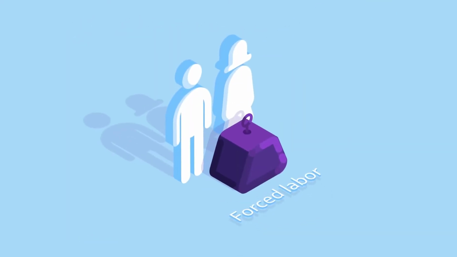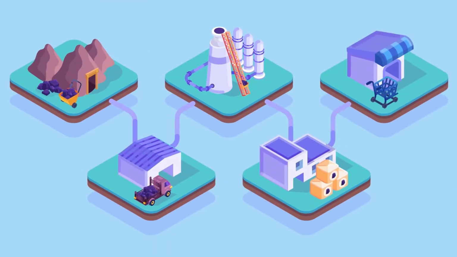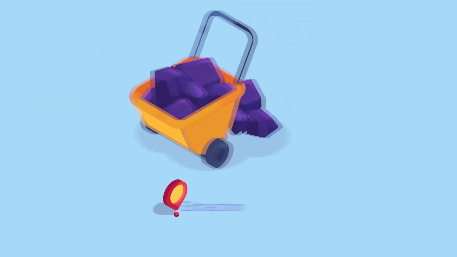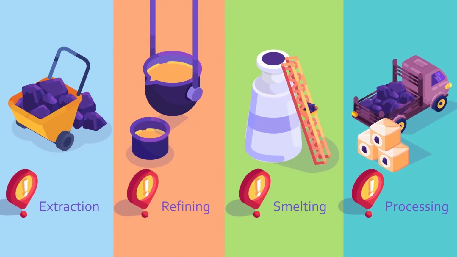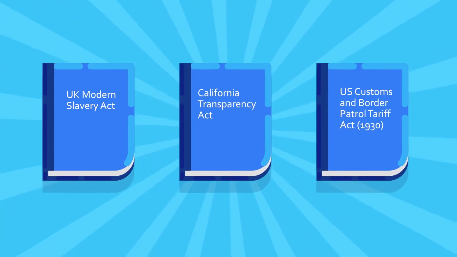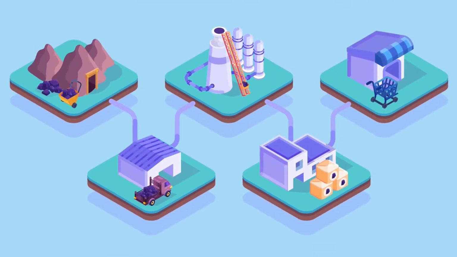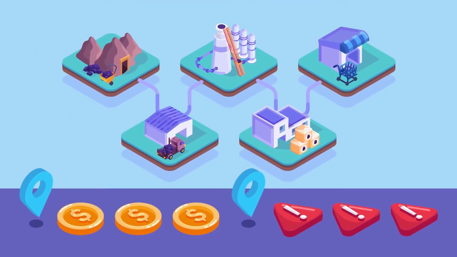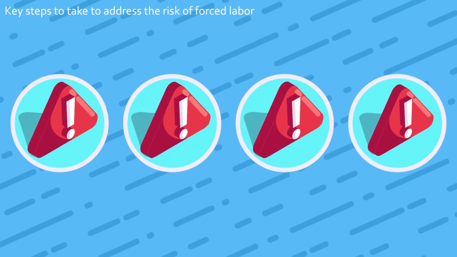Forced labor is a form of modern slavery, and it's occurring in mineral supply chains. It could occur at any point, during extraction, or at refining, smelting, or processing. Awareness of these risks is growing, and new importer requirements and legislation have been put in place to prevent forced labor. Companies in the mineral supply chain face increased costs and legal risks from having supply chains linked to forced labor. Here we'll highlight key steps to take to address the risk of forced labor in mineral supply chains.